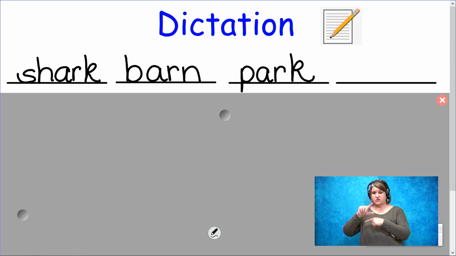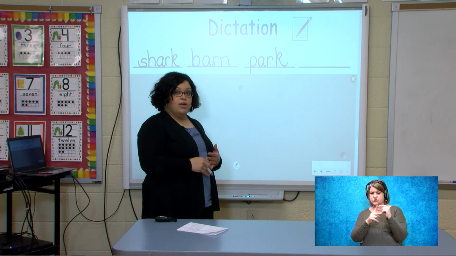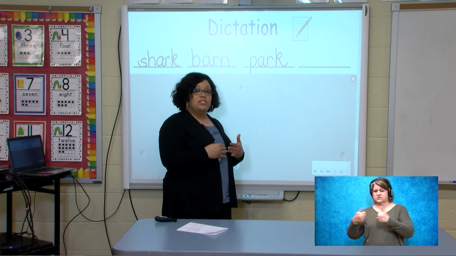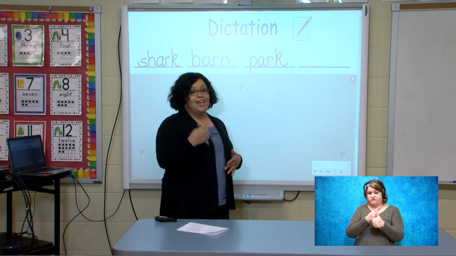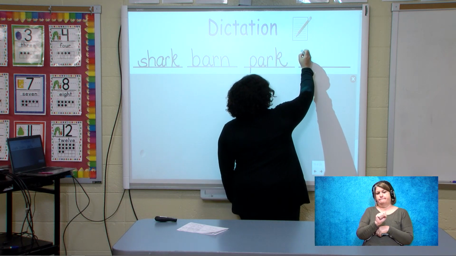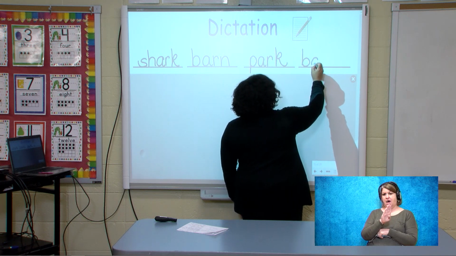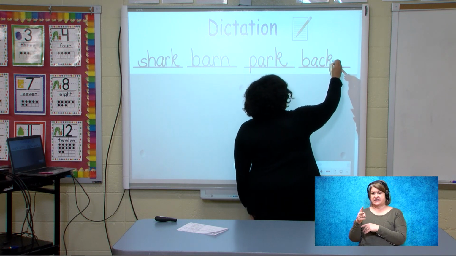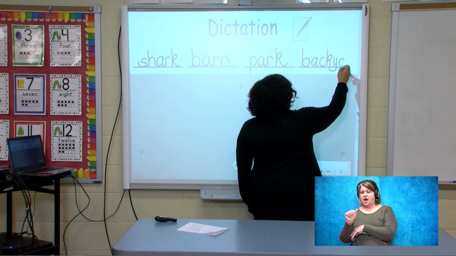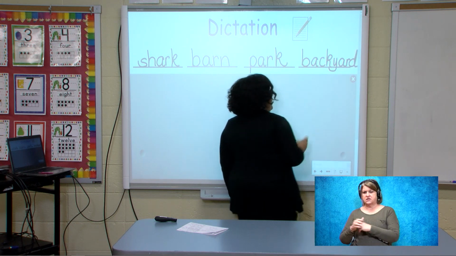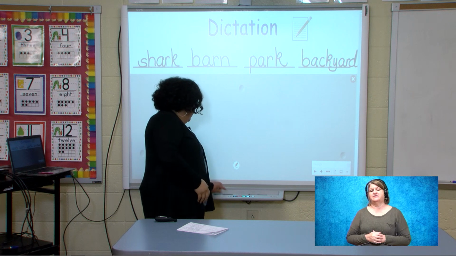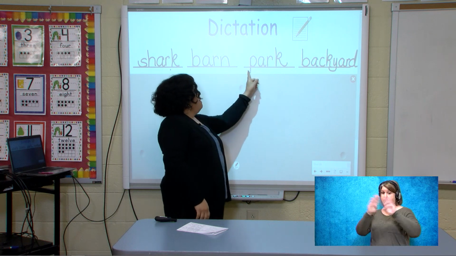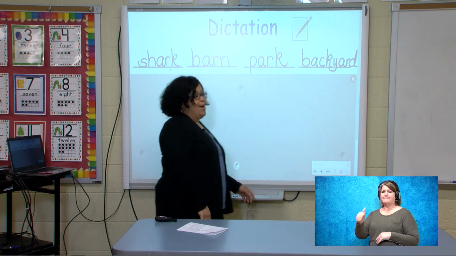And our last one is going to be a compound word. Backyard. Now let's break this one up into syllables. What's the first syllable of backyard? That's right, back. Let's say the sounds we hear in back. B, ack. And our second syllable is yard. Say the sounds you hear in yard. Y, R, D. Very good. Let's read the words that we wrote. Shark, barn, park, backyard. Good job.